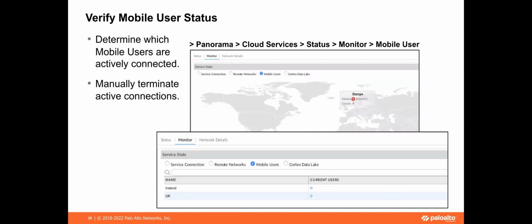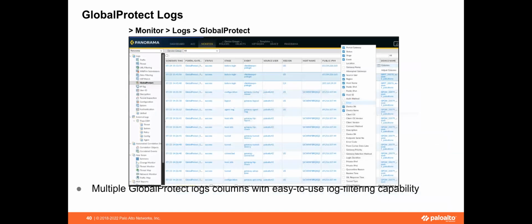Also, although there are currently no active users, you can verify as well as retrieve details about which users are actively connected to Prisma Access. You can click the current users hyperlink. You can manually disconnect a user by clicking logout if there are users connected at that time. You can also monitor logs. In Monitor, Logs, GlobalProtect, you can see all kinds of logs like user authenticated, user logged out, and so on.